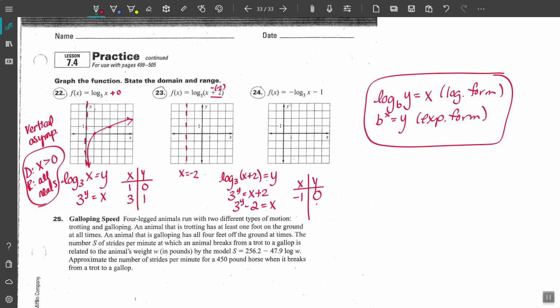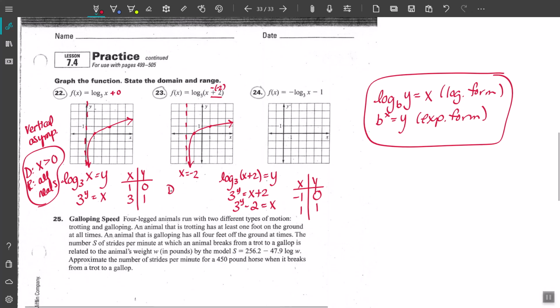If I make my y 1, 3 raised to the first power is 3. Take away 2 is going to give me an x of 1. So I'm going to plug those in: negative 1, 0 and 1, 1. Keeping in mind that I'm going to run this close to that asymptote but not cross it.